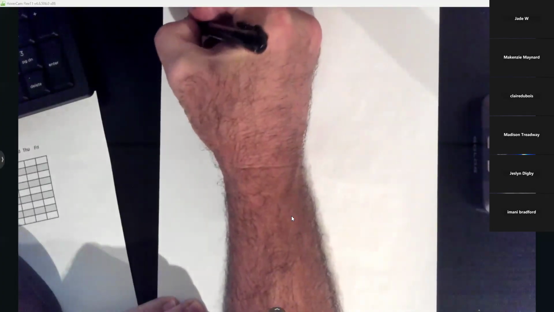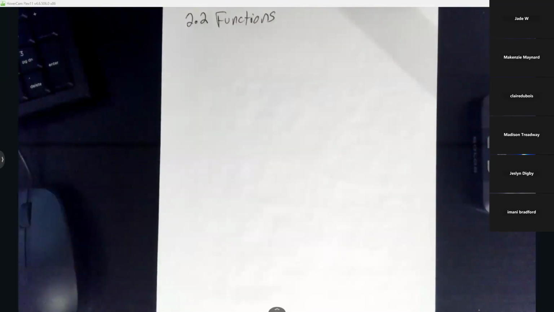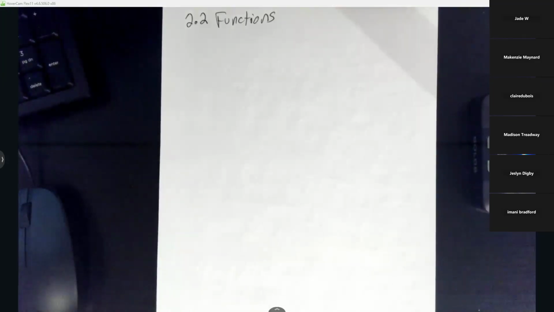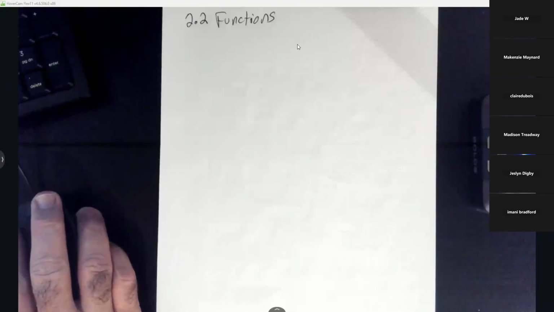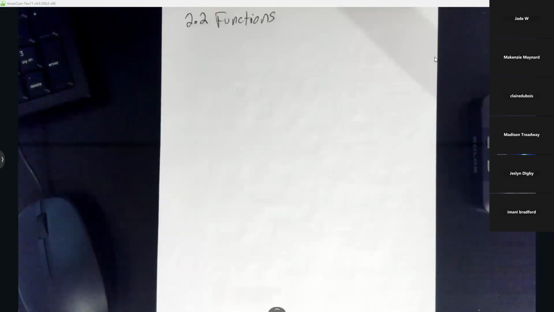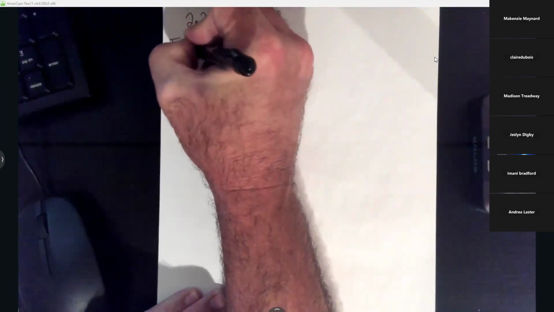All right, y'all. So like I said, 2.2 is going to deal with functions. What we'll start out doing is trying to determine if a correspondence is a function. We'll learn what that is. Then we'll do what we call function notation. And then it ends up doing the vertical line test. So the first thing is a function.